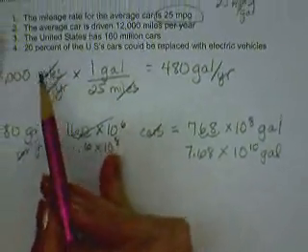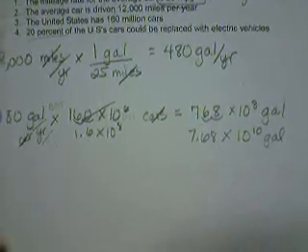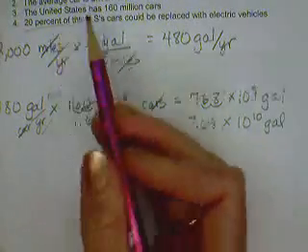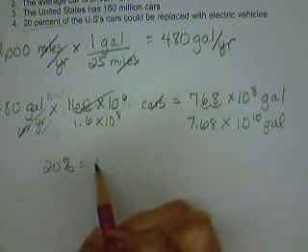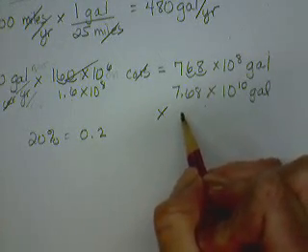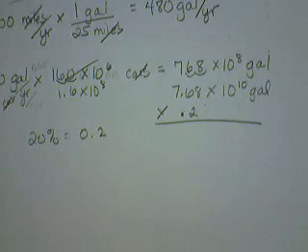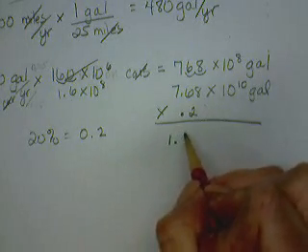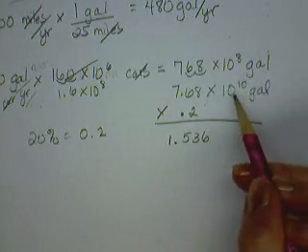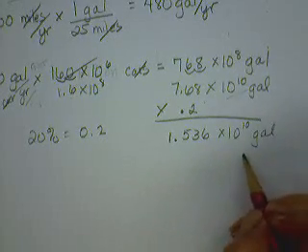So if 20% of the cars could be replaced with electric vehicles instead of burning gas, then we're going to take this answer and multiply it by 0.2, because 20% is equal to 0.2. So I can take this answer and multiply it by 0.2 here. And if I do that, I end up with 1.536, and I'm just going to use this number here, times 10 to the 10th. And that's how many gallons of gas are saved.